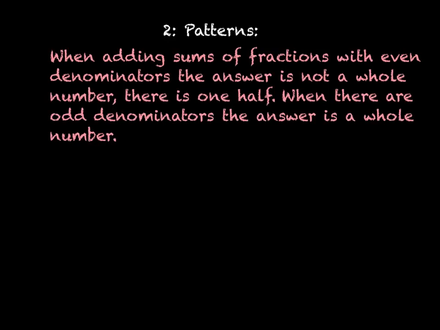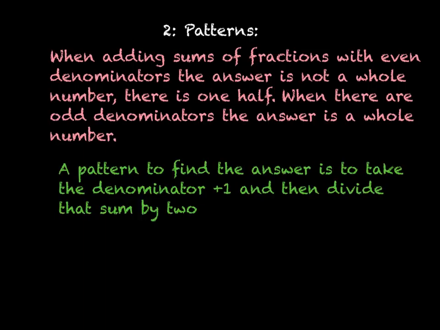Let's start with odds and evens. You should have noticed that when adding sums of fractions with even denominators, the answer is not a whole number. There is 1/2 left over. So for example, when our denominator was 4, we got 2.5. But when our denominator was 3, we got an even number of 2.